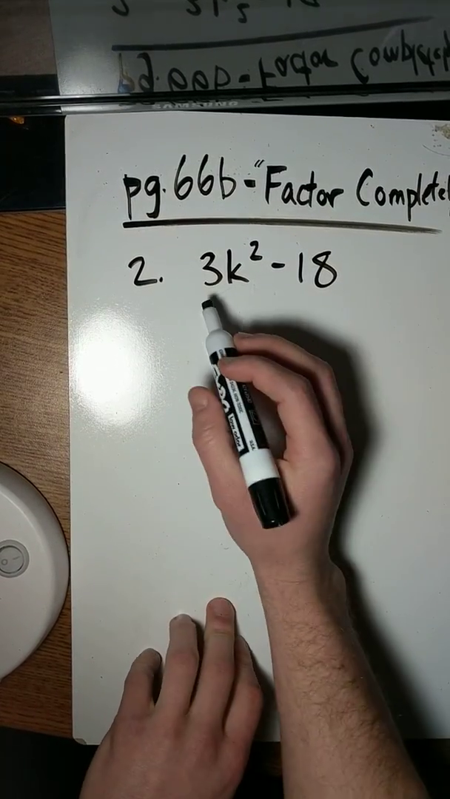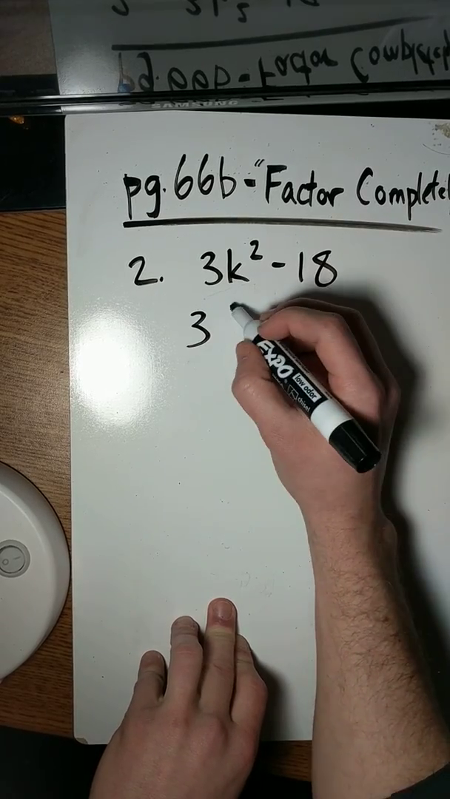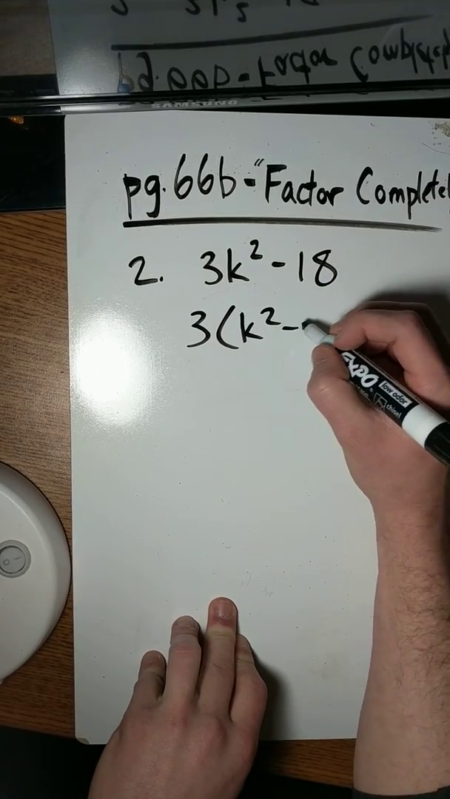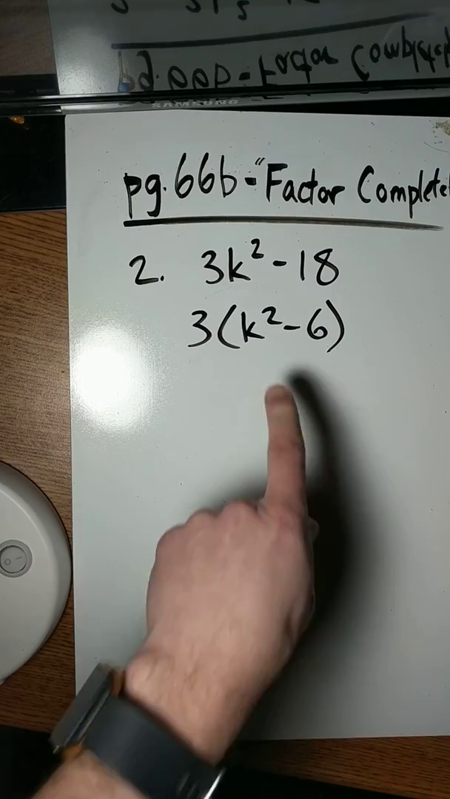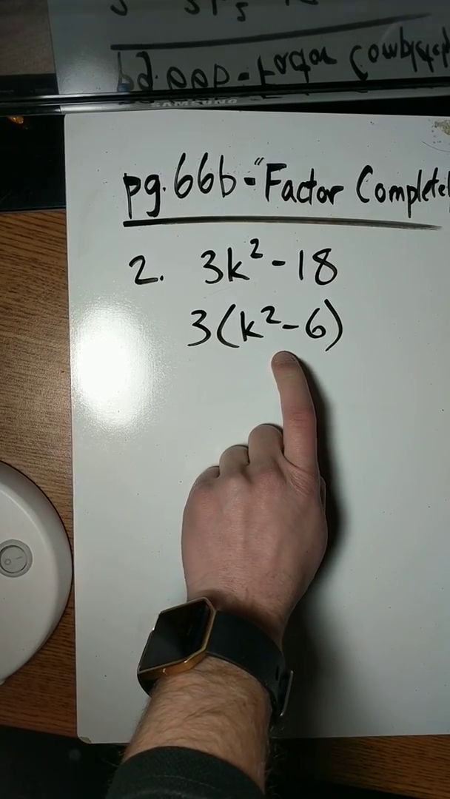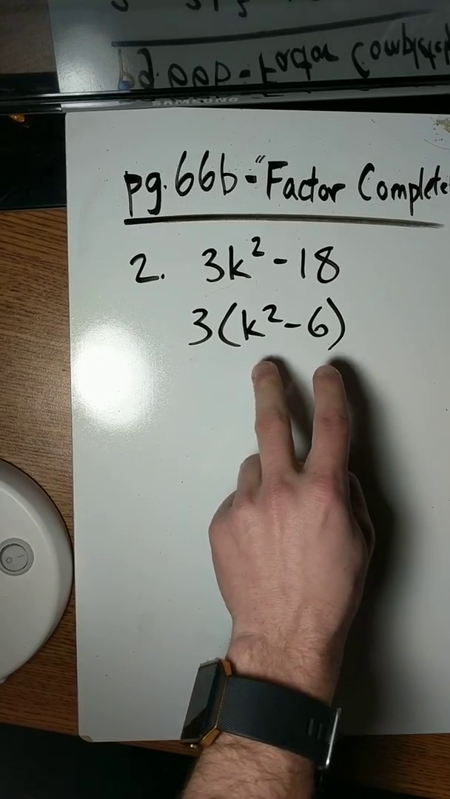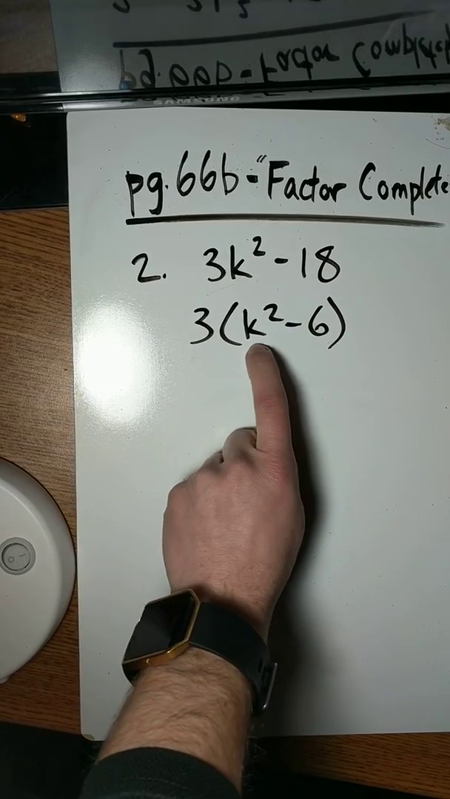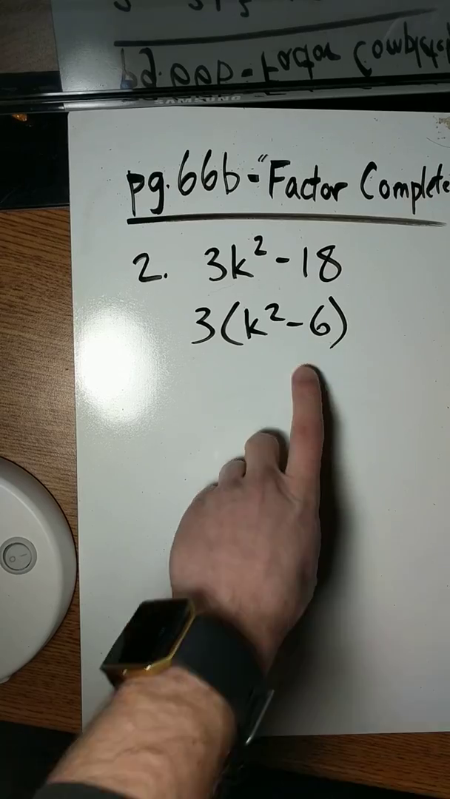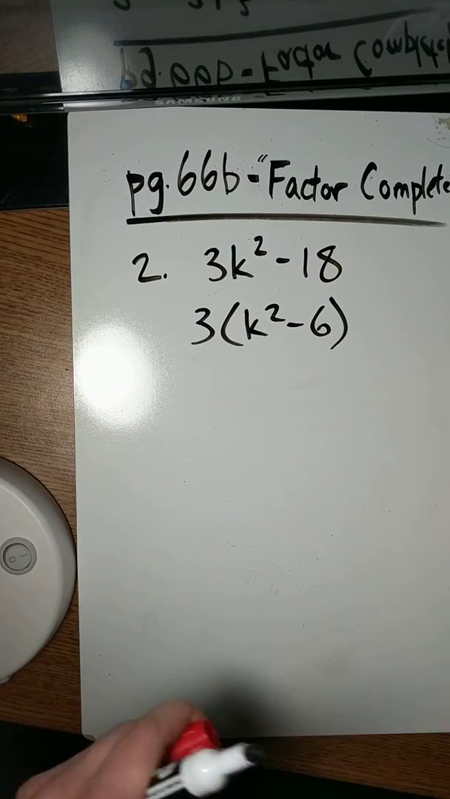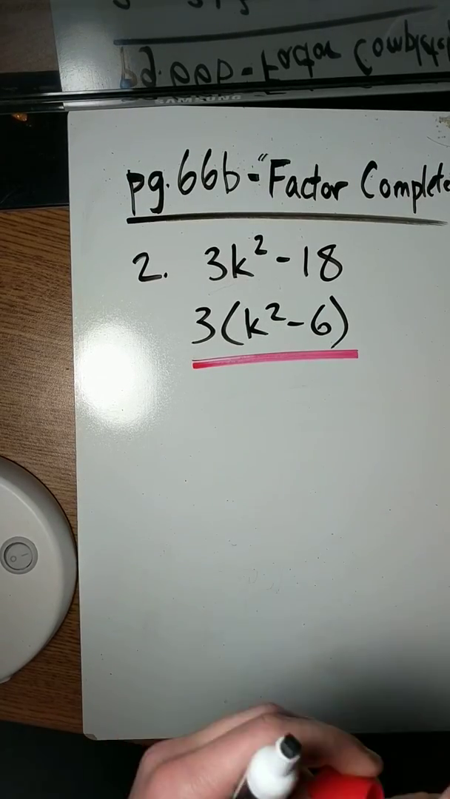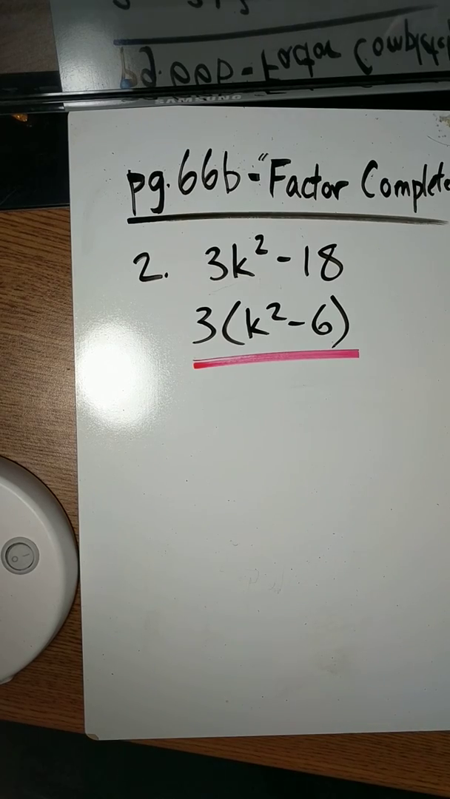All right, here's our next one, number 2. Again, look to take out a GCF. In this case, take out a 3. K squared minus 6. All right, we want to take a look right here. Is it a difference of squares? It meets 2 of our criteria, difference, and it is a binomial, but although this is a perfect square, this is not. 6 is not. So this is our final factored form. Okay, 3 and k squared minus 6.